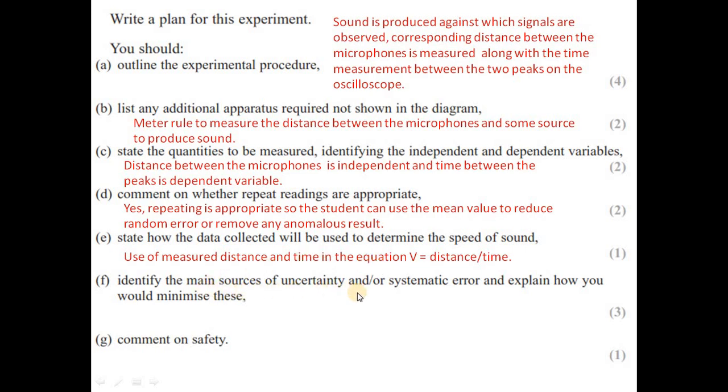Identify the main sources of uncertainty and/or systematic error, and explain how you would minimize these. The main source of uncertainty is the time between the two peaks, because the time interval between the peaks is a very short interval, so there is a large chance of uncertainty. So what can we do to reduce this uncertainty? We can increase the distance between the two microphones, and we can find the differences between the distances of each microphone. So we can reduce the uncertainty, and we can increase the time interval between the peaks.